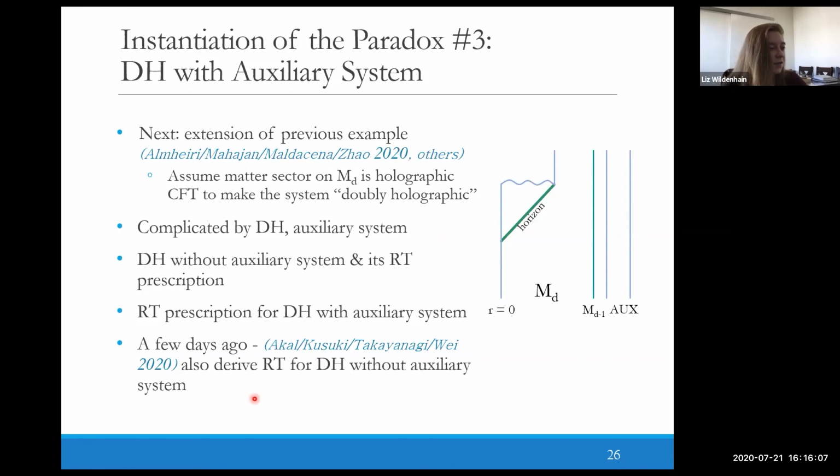And just a side note, a few days ago there was another paper by these authors here who also derived an RT prescription for double holography. So they discussed this system in quite a bit of detail.